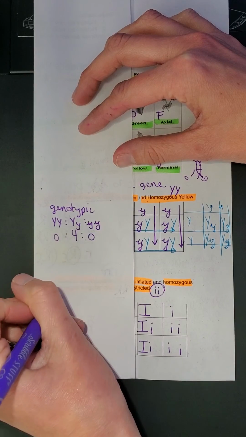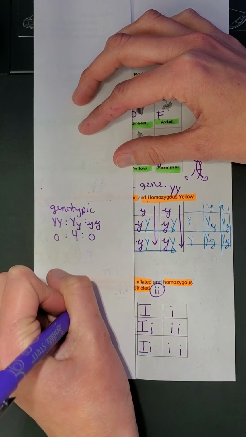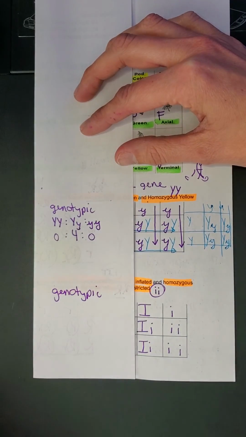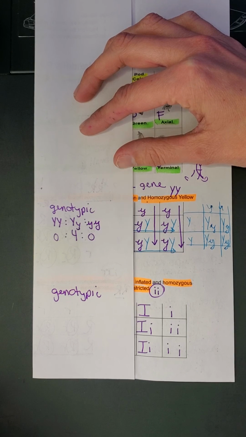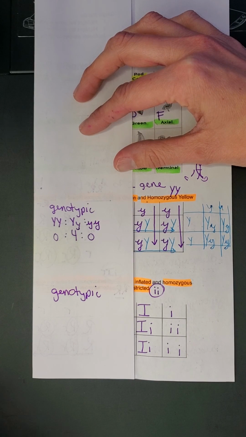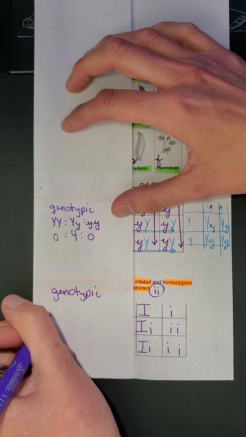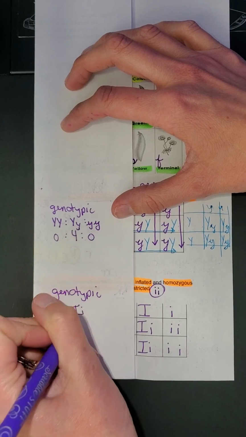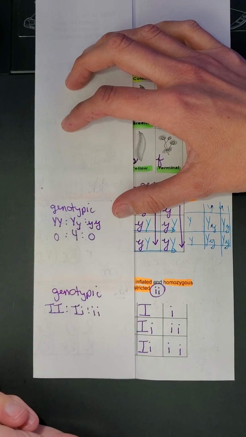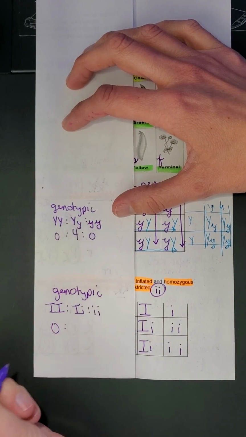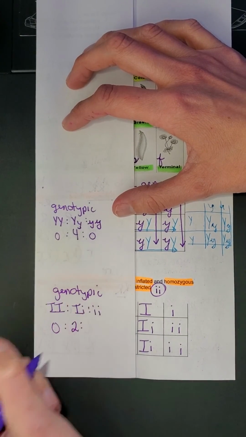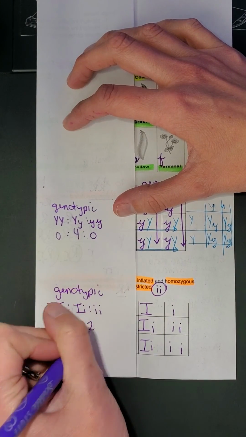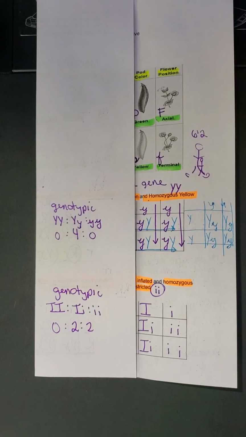Okay. Try the next one by yourself. Pause. Okay. You should have done big I, big I, big I, little i, little i, little i. Received a 0 for that. 2, and then 2. Good job.